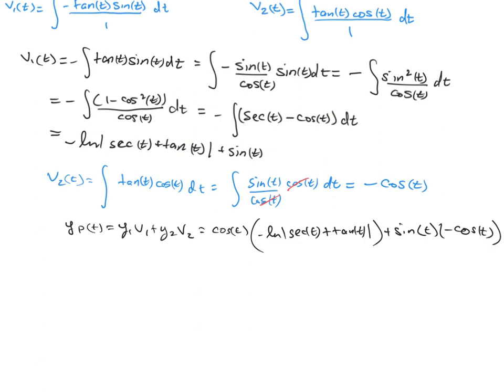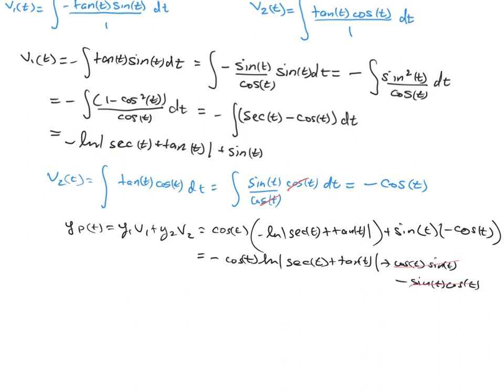And when we distribute, we're going to have negative cosine of t times the natural log of the sum secant of t plus tangent t in absolute values. And then we distribute, we're going to have plus a product cosine t sine t, and then behind it a minus sine of t cosine of t. And those two terms are opposites, and so they will coincidentally cancel out in this problem. It doesn't always happen, but in this case it does.